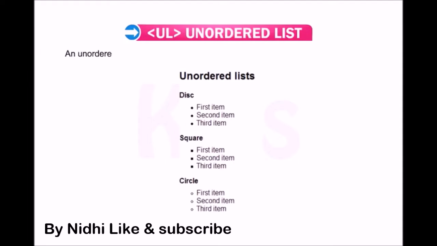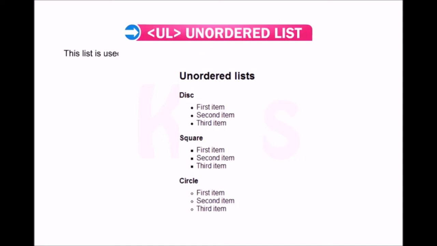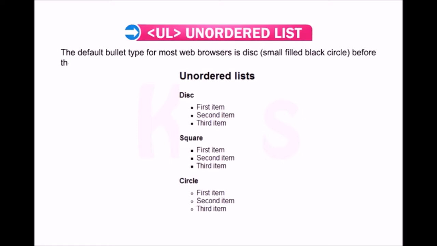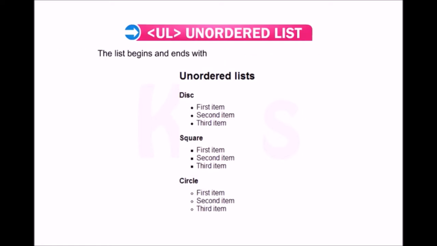Let's first talk about unordered list, UL. An unordered list indents each item in the list and adds a bullet against each item. This list is used when the items are not to be displayed in any particular sequence. The default bullet type for most web browsers is disk, a small filled black circle before the list of items. The list begins and ends with the UL and /UL tags respectively.